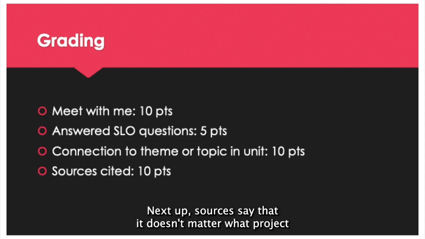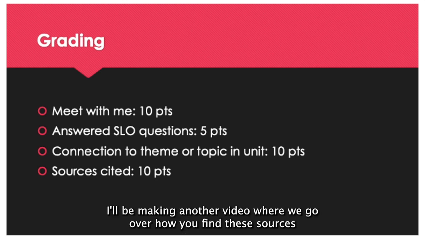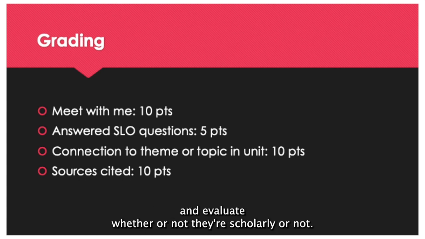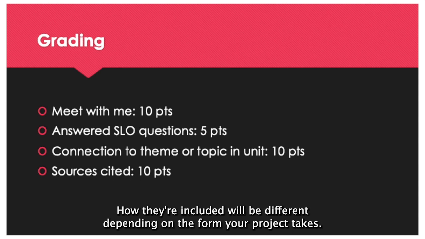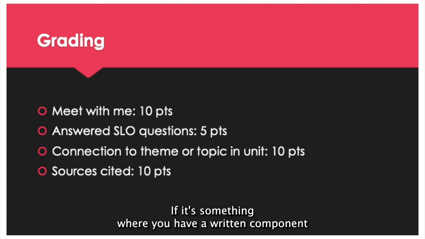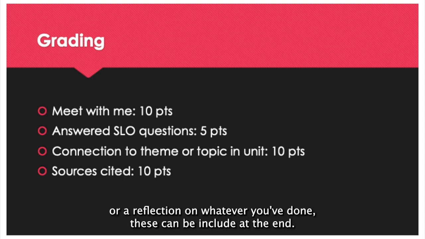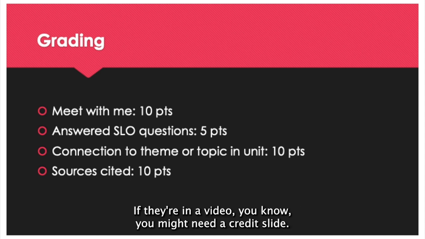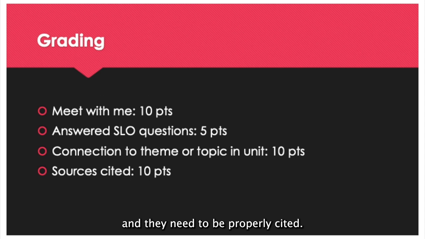Next up, sources cited. Doesn't matter what project you're doing, you need to consult with at least 5 scholarly sources. I'll be making another video where we go over how you find these sources and evaluate whether or not they're scholarly or not, but you need to include these. Again, how they're included will be different depending on the form your project takes. If it's something where you have a written component already, like the project itself, or an artist statement, or a reflection on whatever you've done, these can be included at the end. If they're in a video, you might need a credit slide. These need to be related to what you actually did, and they need to be properly cited.